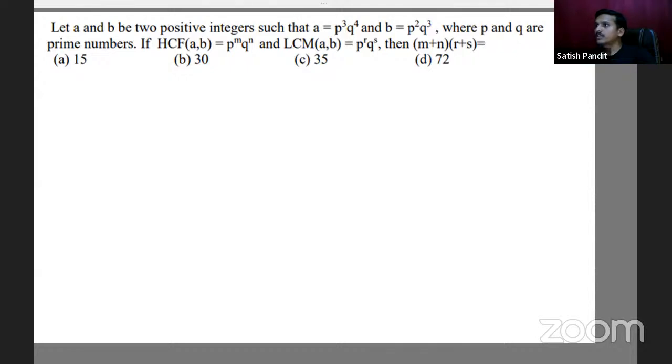Very good, Arush and Akhil. Right. Let's discuss, it's very simple. Let A and B be two positive integers such that A is equal to P to the power 3, Q to the power 4, and B is P to the power 2 into Q to the power 3.